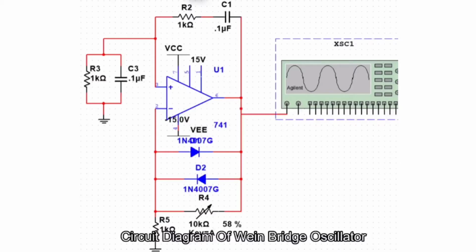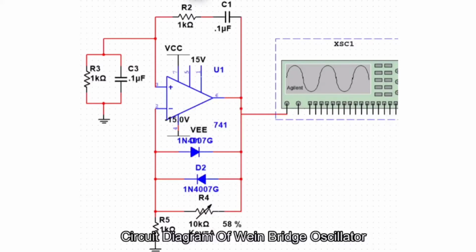Hi everyone, in this experiment we are going to learn about the Wien bridge oscillator using op-amp 741. Before going to the experiment, we need to know what an oscillator is. Generally speaking, an oscillator is a device that moves back and forth with a regular interval of time.